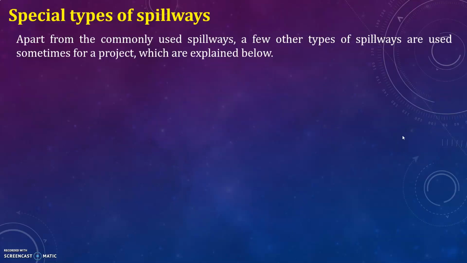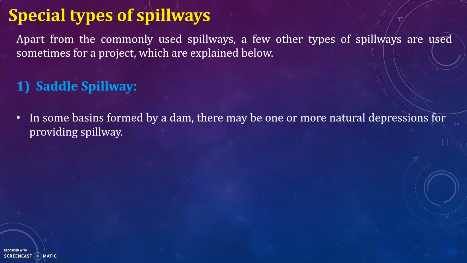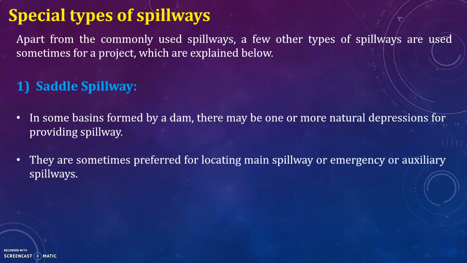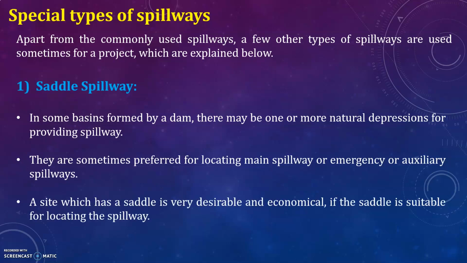Next, let us discuss some special types of spillways. Apart from the commonly used spillways, a few other types of spillways are used sometimes for a project, which are explained below. Saddle spillway. In some basins formed by a dam, there may be one or more natural depressions for providing spillway. They are sometimes preferred for locating main spillway or emergency or auxiliary spillways. A site which has a saddle is very desirable and economical if the saddle is suitable for locating the spillway.